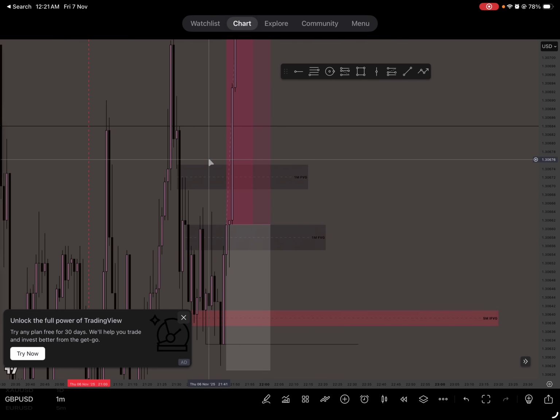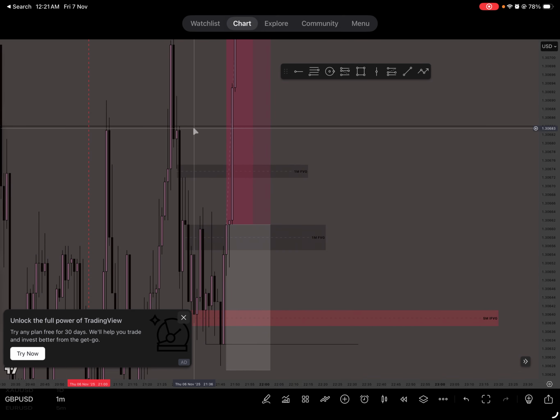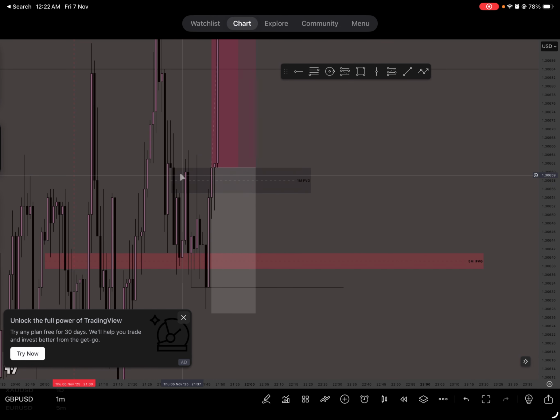that this fair value gap was used to displace price further down, right? So that's already been used and that's done. So we can get rid of that. So this fair value gap is where we were holding from. We were in between this 5 minute inverse as well as this 1 minute fair value gap here.